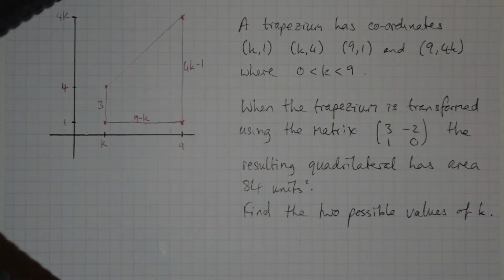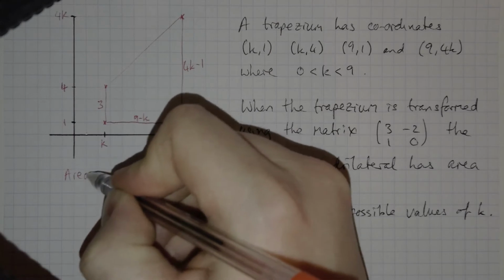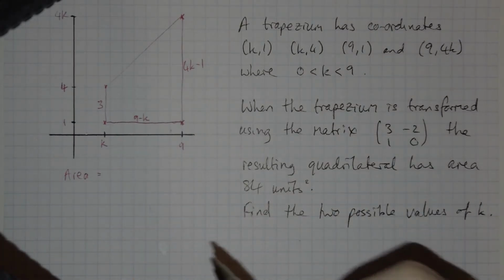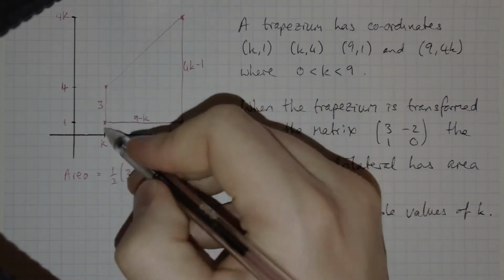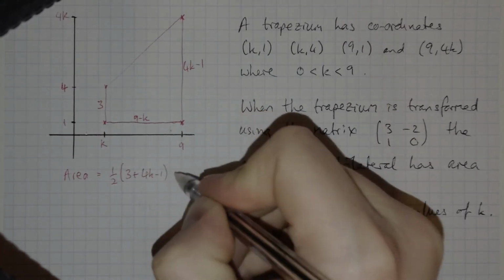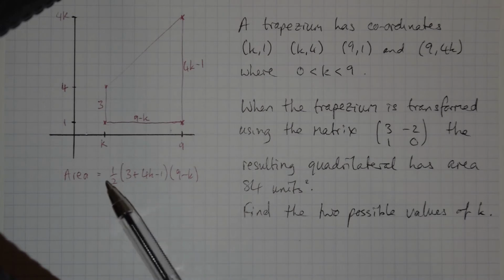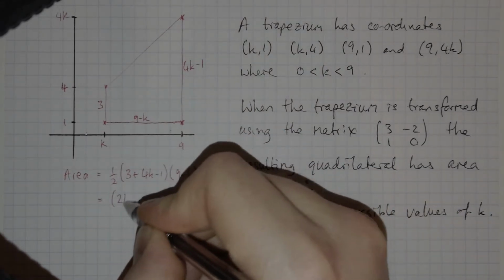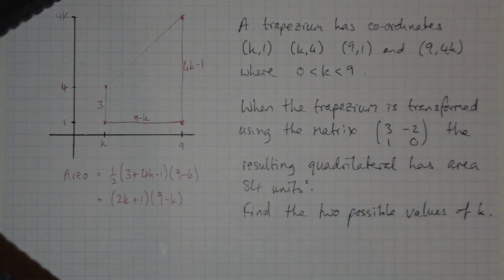So I've got all of the lengths on the original trapezium, but possibly given as expressions in terms of k, not necessarily numbers. I could work out the area of this if I really wanted to, or at least an expression for it. That's going to be half the sum of the parallel sides times the distance between them. So half the sum of the parallel sides, these are my parallel sides, 4k minus 1, times the distance between them, which is 9 minus k. That in my head simplifying gives me 4k plus 2, and half of 4k plus 2 is 2k plus 1. And that will be the area of this shape here.